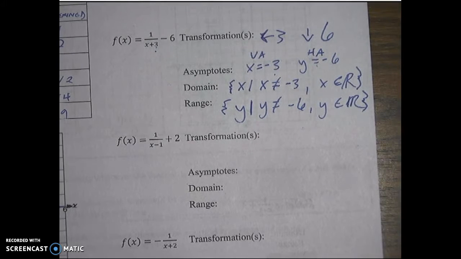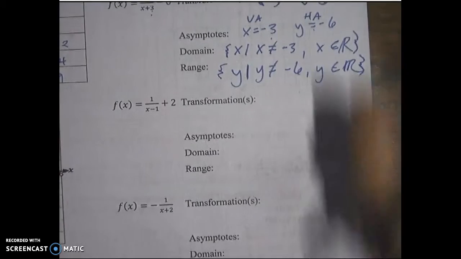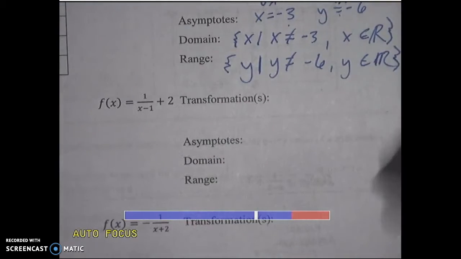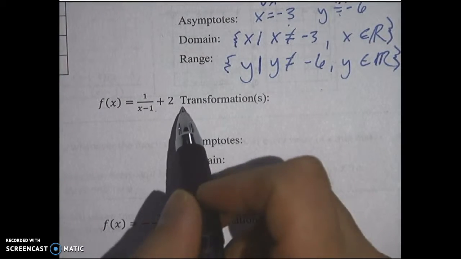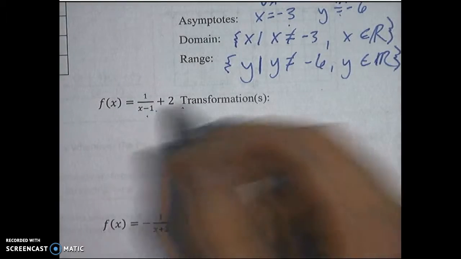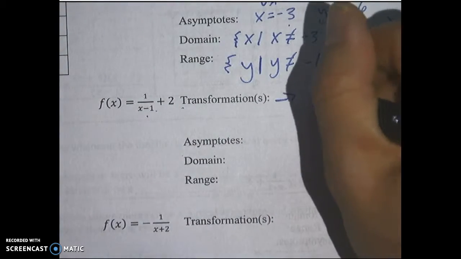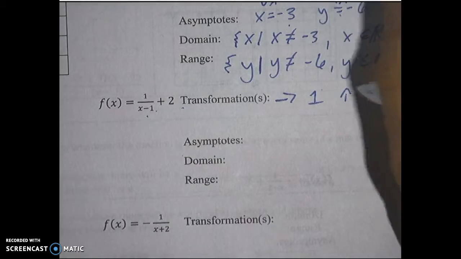Okay, let's do another transformation. Let's do this next one here. This one says 1 over x minus 1 plus 2. So that x minus 1 means it goes right 1, and plus 2 means up 2.